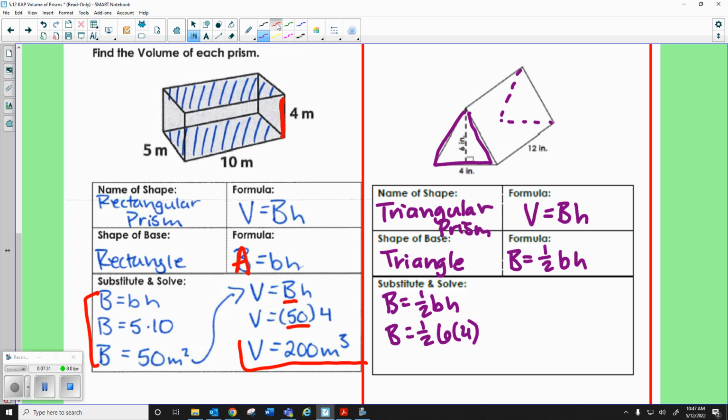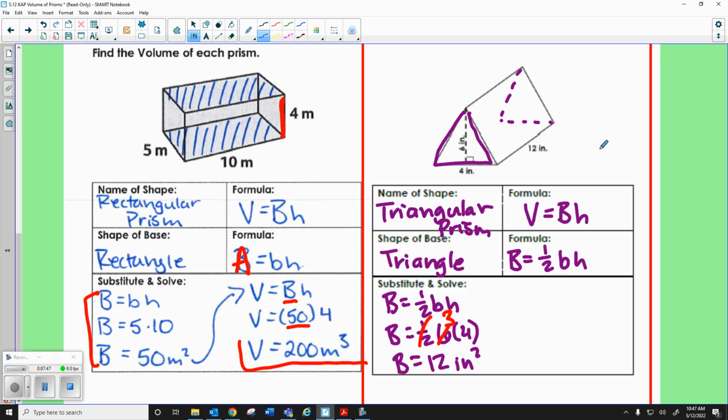Okay, let's go ahead and get rid of this 1/2. I'm going to do 1/2 of 6. That gives me 3. Therefore, the area of the base is 12 square inches. Again, you could have done 1/2 of 4 and still end up with that. So that is that bottom layer.